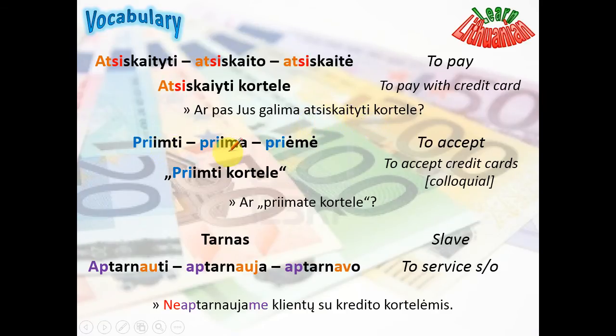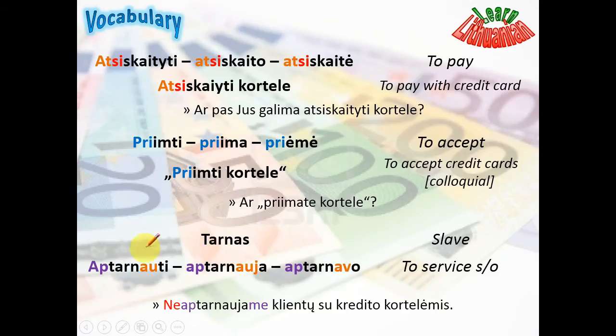Priimti, priima, priėmė. Priimti kortele. This is a colloquial collocation. Ar priimate kortele? Do you accept credit cards? Tarnas. I'm sorry, tarnas is not slave, it's a servant. Slave would be vergas, and tarnas is a servant. I made a mistake here.